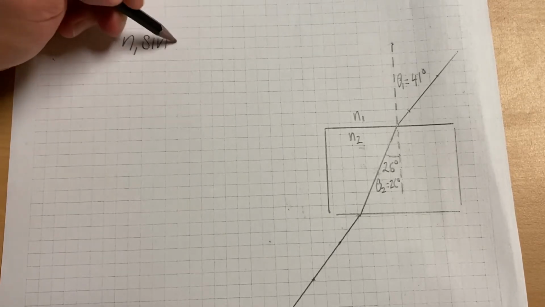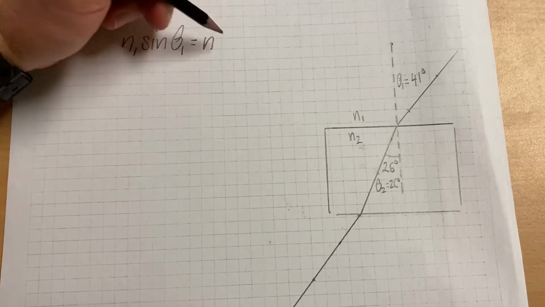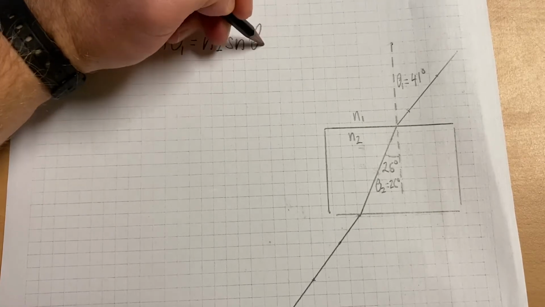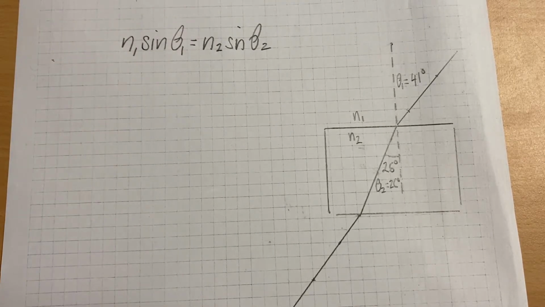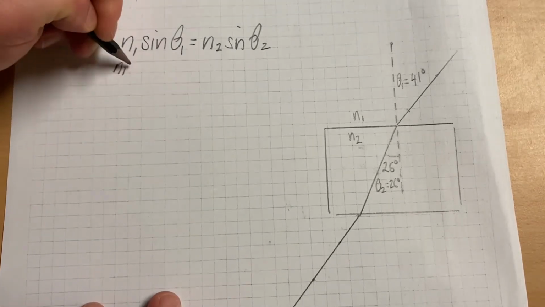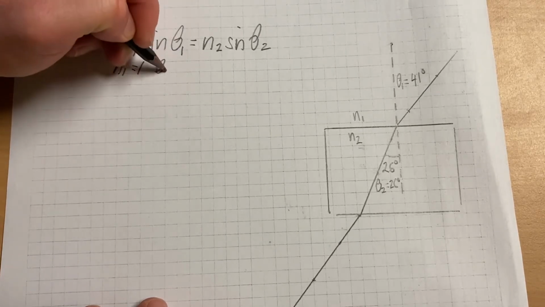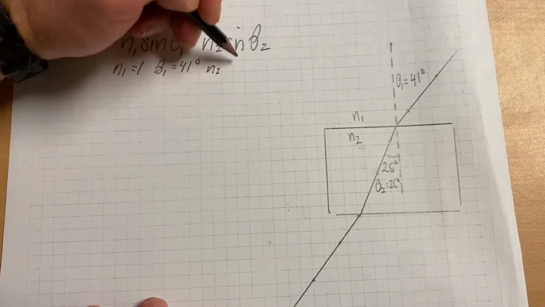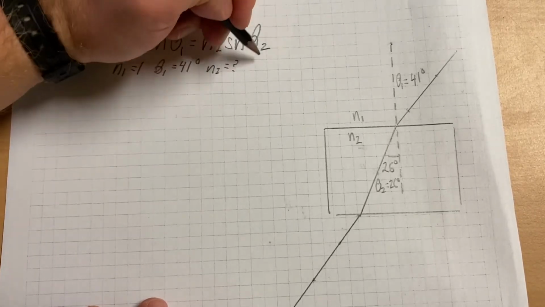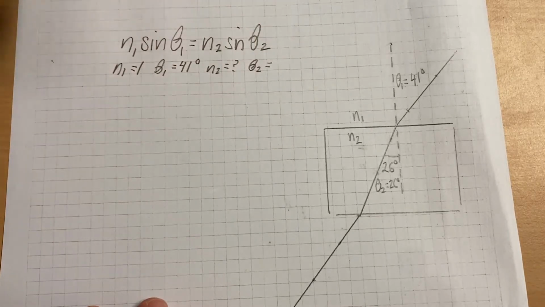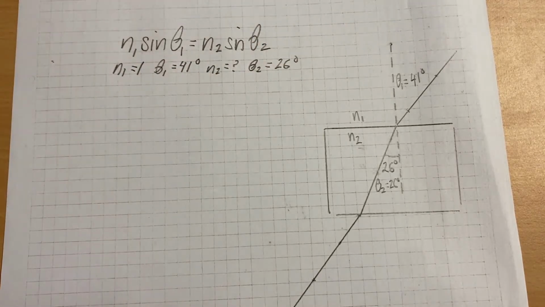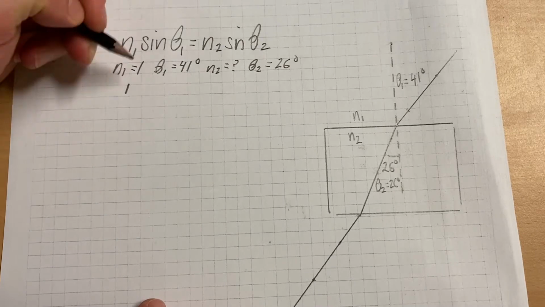Snell's law states that N1 sine θ1 is equivalent to N2 sine θ2. Our N1 is the refractive index of the incoming medium, and N2 is the refractive index of the medium which the light is traveling into. We can write down our variables. N1 is air, which equals 1. θ1, we have an angle of 41 degrees. Our N2 is unknown, as we're looking to find the refractive index of the prism, and our θ2 is the refracted ray, which is an angle of 26. We can then plug these variables into our formula.